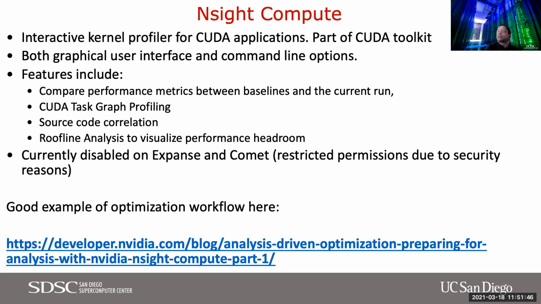basically you can do CUDA task graph profiling. You can look at source code correlation. There's also a roofline analysis, kind of lets you know how much headroom there is to even optimize and what the possible limits are. Again, this is currently disabled, but we'll probably get at least like a single user on a node feature setup so that we can enable this. There is a really nice blog post, actually a 3-part series where there's analysis-driven optimization kind of analysis shown.